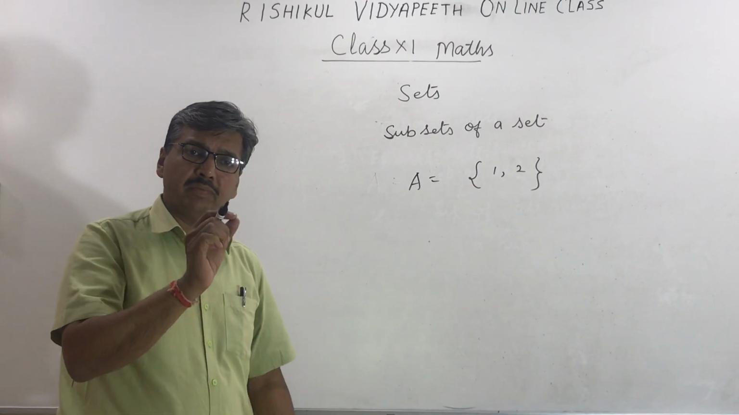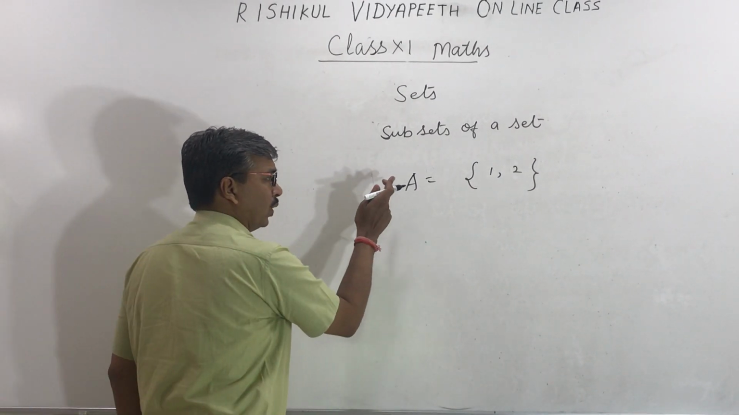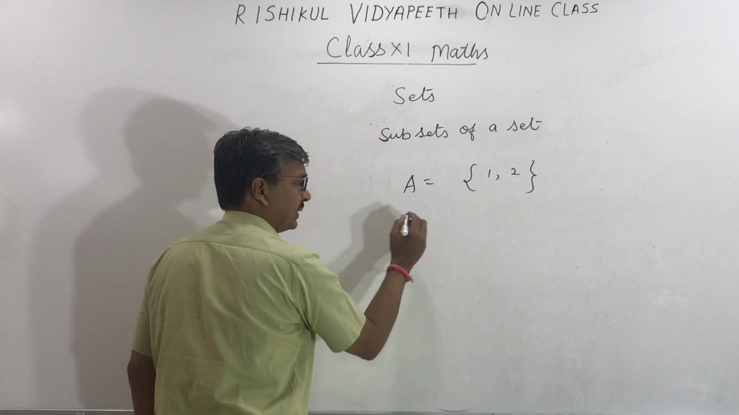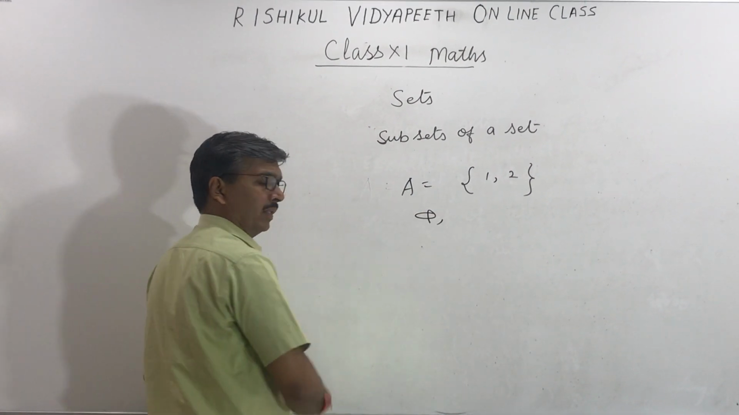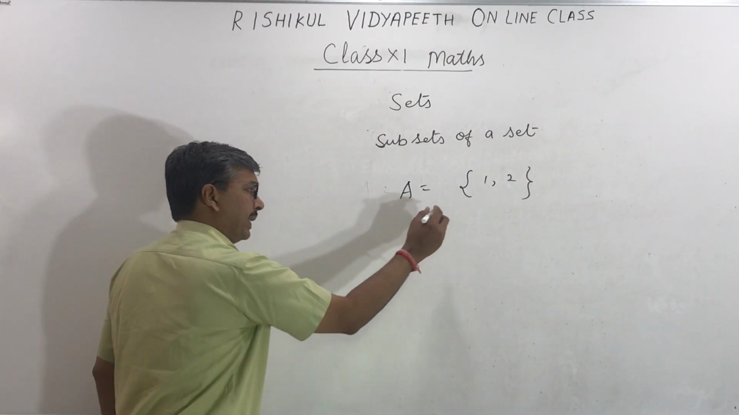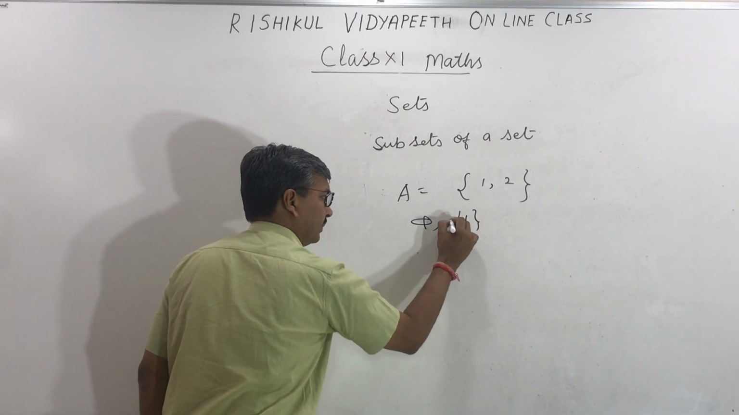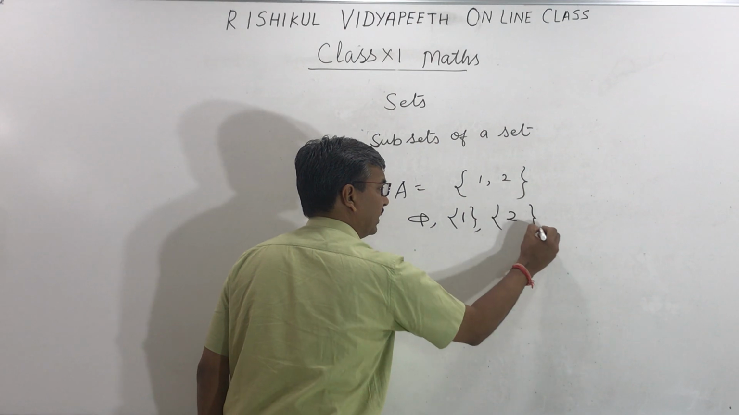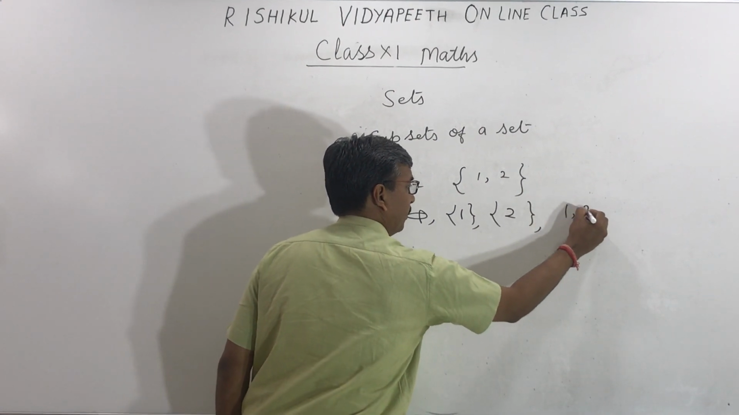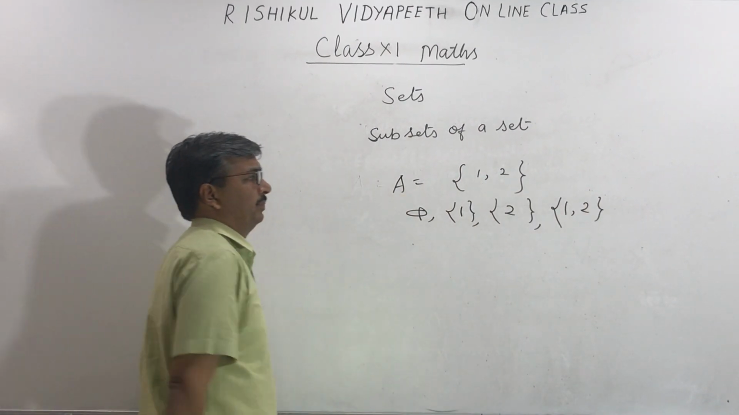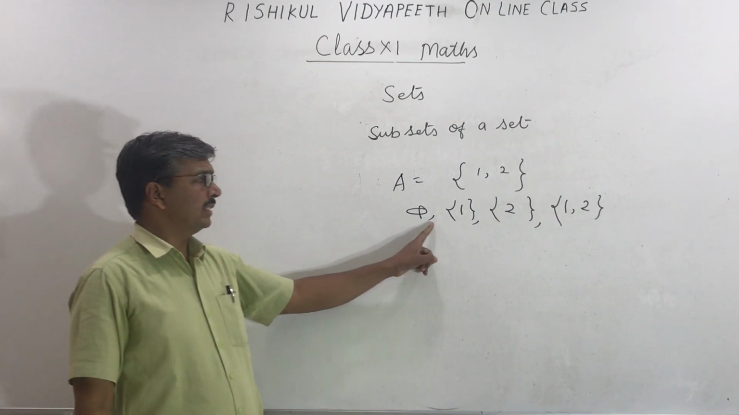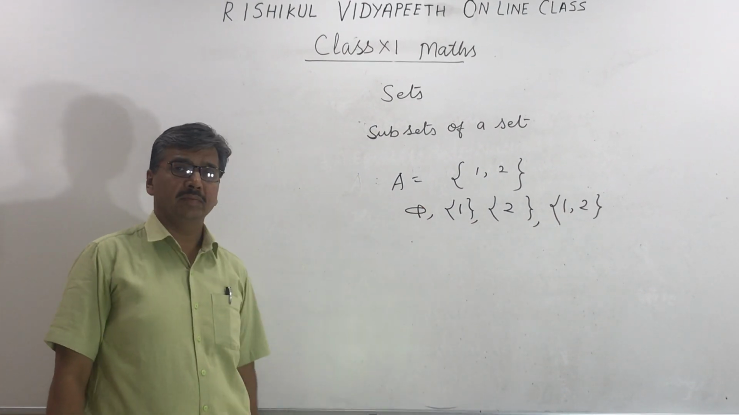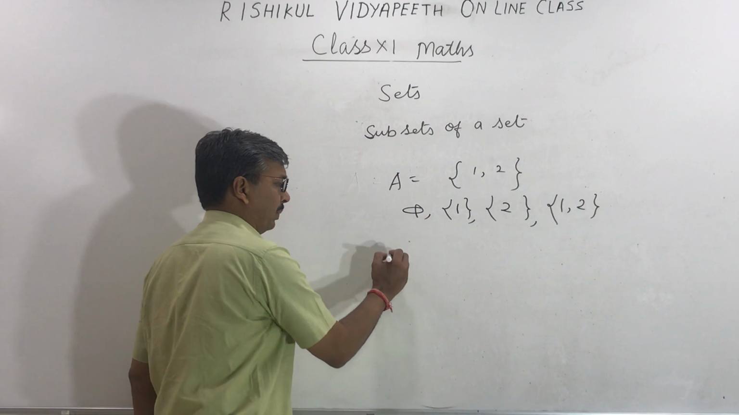So first we will write the subsets of set A. The first subset is the null set. The second subset will be {1}. The third subset will be {2}. And the fourth subset will be {1, 2}. It means how many subsets are there? 4. Now let us take another example.